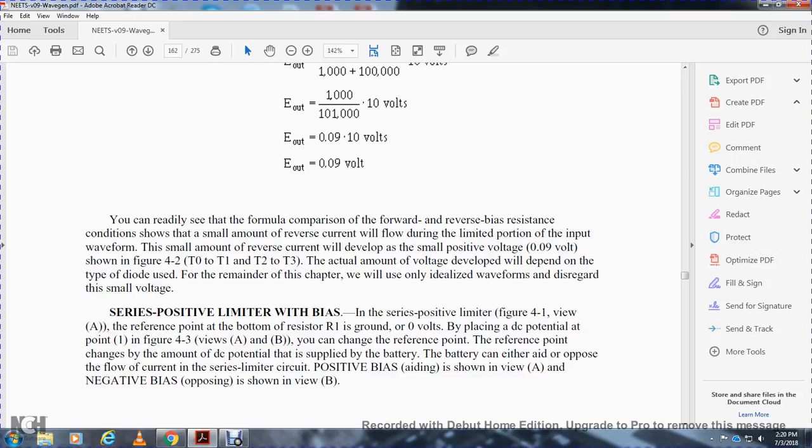Series positive limiters with bias. In the series positive limiter, Figure 4.1, view A, the reference point at the bottom of resistor 1 is ground, 0 volts. By placing a DC potential at point 1, as in Figure 4.3, views A and B, the reference point changes by the amount of DC potential supplied by the battery. The battery can either aid or oppose the flow of current in the series limiter. Positive bias is aiding, as shown in view A, and negative bias is opposing, shown in view B.